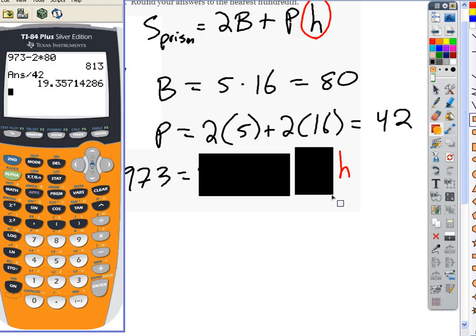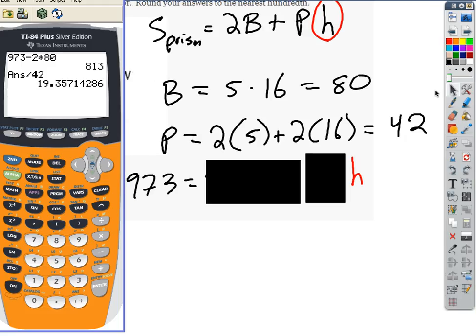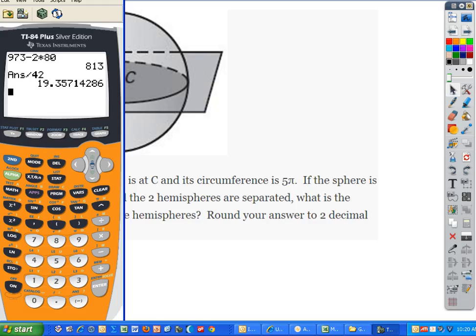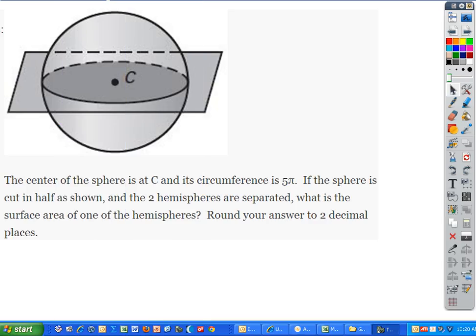All right, what about this? Now this one, a lot of people miss this one, and the reason they missed it is because they're leaving off one of the parts of the surface area. Now let's read this carefully. The center of the sphere is at C, and its circumference is 5 pi. Okay, if the sphere is cut in half as shown, and the two hemispheres are separated, what is the surface area of one of the hemispheres?